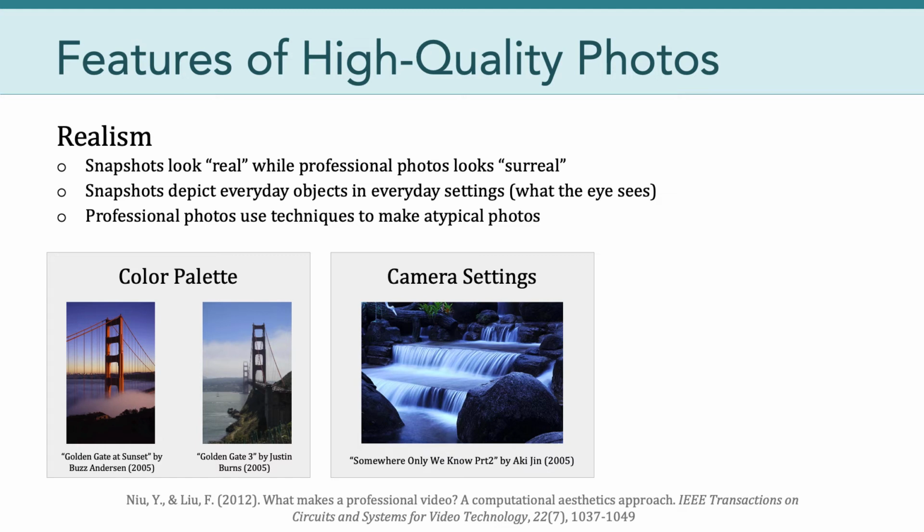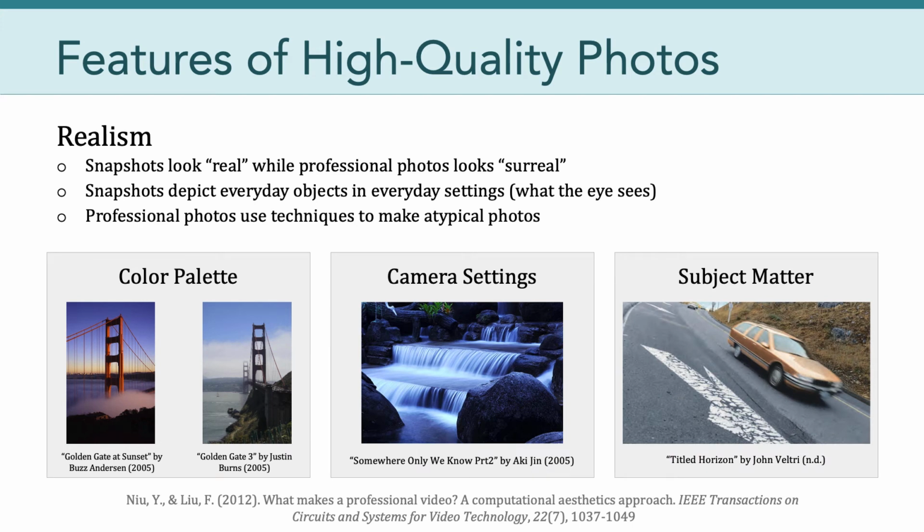For example, as shown here with this river, this photographer used a longer shutter speed in order to capture the waterfall over time to give it this misty and calm feeling. That's an example of an atypical photo. And here's another way: the subject matter might be everyday, such as a car on a road. However, professional photographers take pictures of ordinary objects, but they compose the photograph using unusual poses or unusual settings.